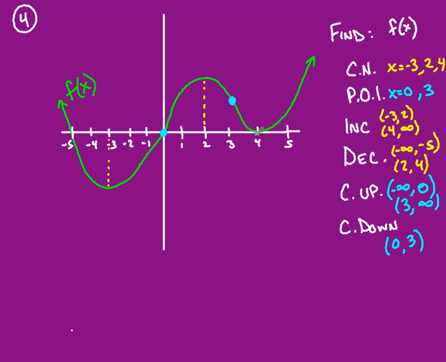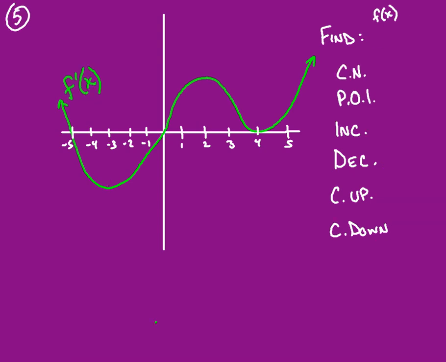However, let's look at this exact same graph, but now we're given that the graph is of f prime of x, the derivative of the function f. And we want to find when the function itself had critical numbers, points of inflection, all that stuff. So we're going to have to look at things a little bit differently.